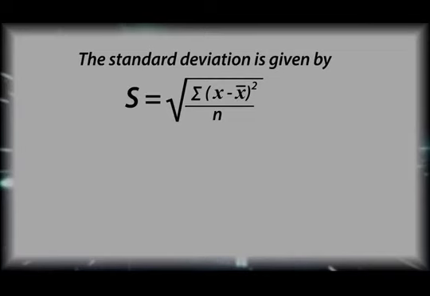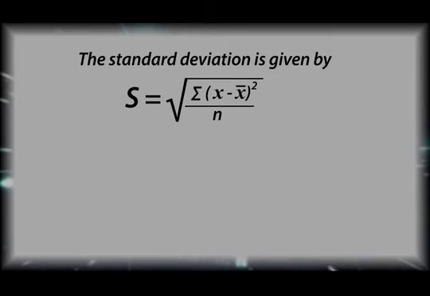The standard deviation is the square root of the variance. Now, there's a formula we use for working out standard deviation. It is given by S is equal to the square root of the sum, or sigma, of x minus x bar squared, all divided by n. We'll explain this formula as we go on.